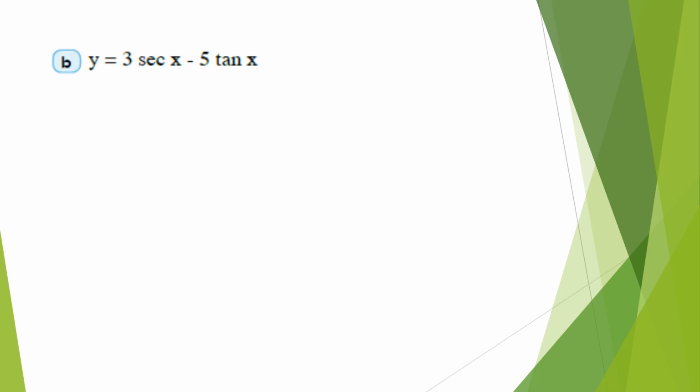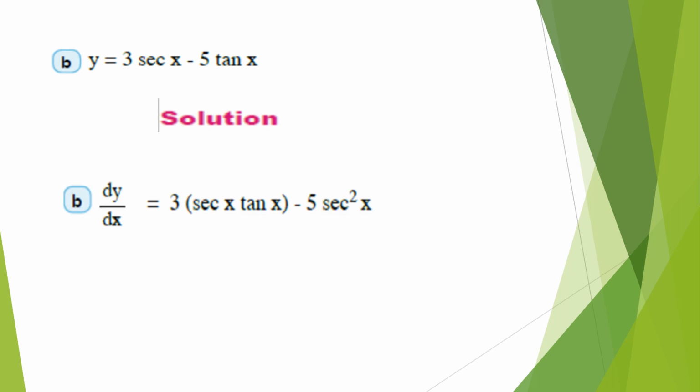Another example, y equal 3 sec x minus 5 tan x. Also 3 is a constant multiplied by the derivative of sec x, which is sec x tan x. 5 is a constant multiplied by the derivative of tan x, which is sec square x. Now we can take sec x as a common factor, and the remaining is 3 tan x minus 5 sec x between the two brackets.